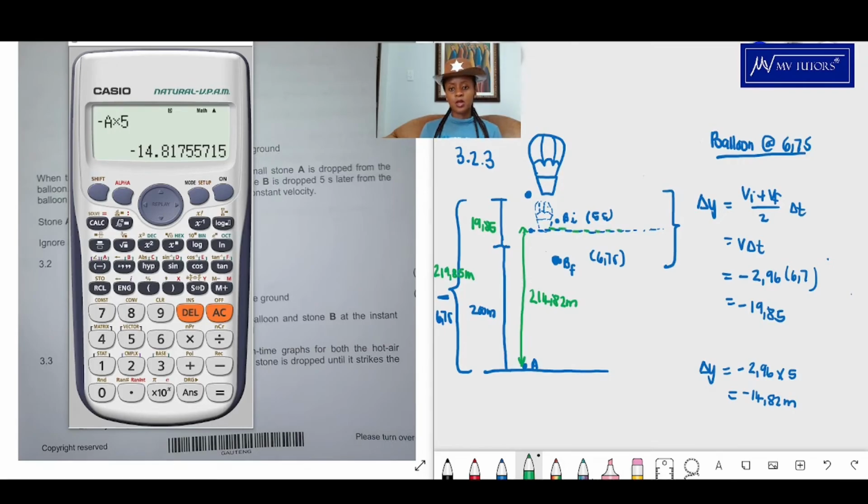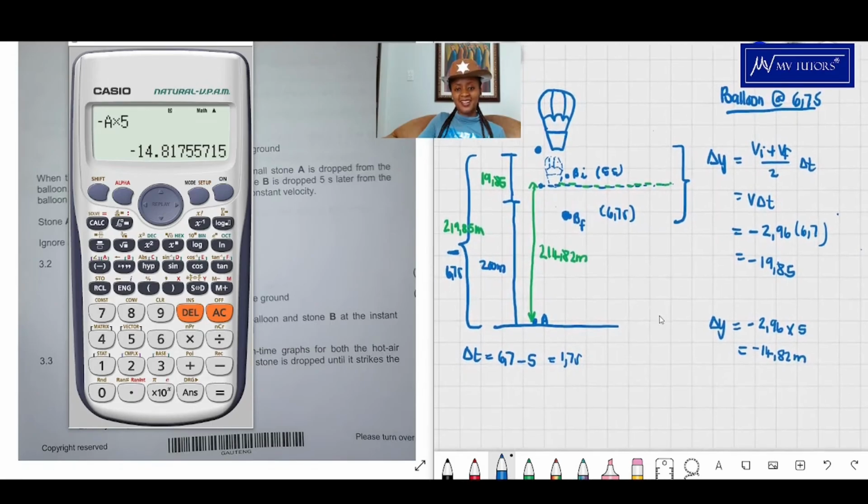Okay, great. Now where is stone B relative to this? Since stone B was dropped 5 seconds after stone A was dropped, where is stone B at 6.7 seconds? Well, I can tell you this, or rather, how long was stone B in the air when stone A reached the ground? Stone B was in the air for 1.7 seconds. Okay, so I want to know, where is stone B at 1.7 seconds? Geez, I hope you're really following.